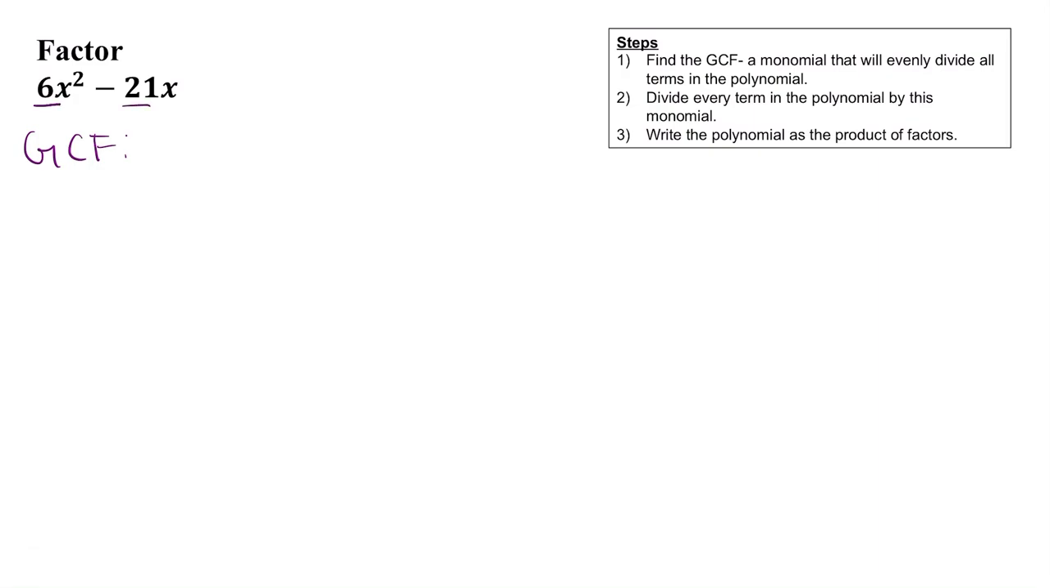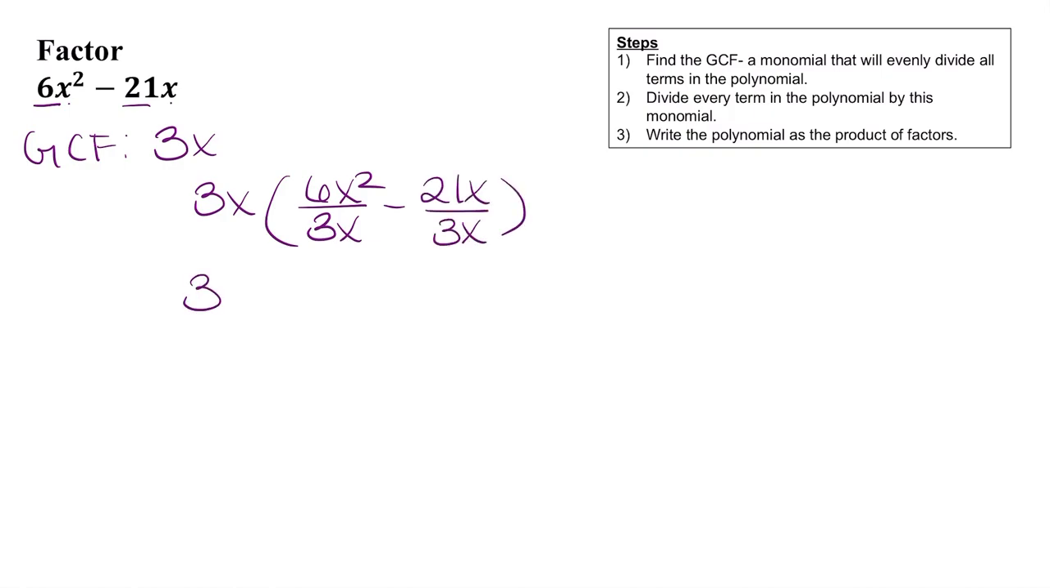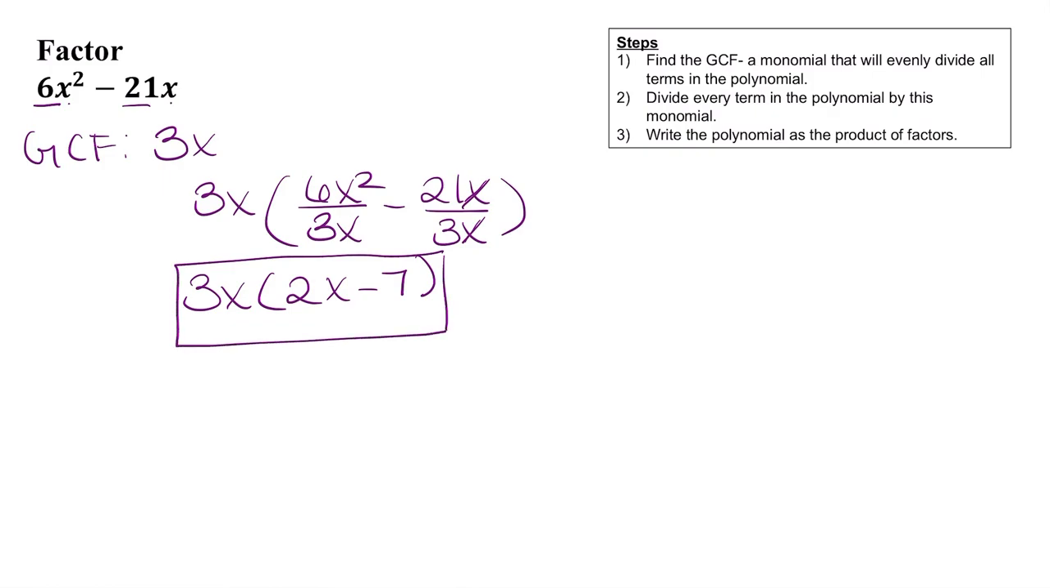Notice that both 6 and 21 are both evenly divisible by 3. Also, both terms have an x, so I can factor out an x from both terms. So that means that I'm going to divide every term in this binomial by 3x. So I have 6x squared over 3x minus 21x over 3x. So when I do that, I have 3x times 6 divided by 3, which is 2, x squared over x, which is just x, minus 21 over 3, which is 7, and then x and x will cancel itself out. So we have 3x times 2x minus 7.